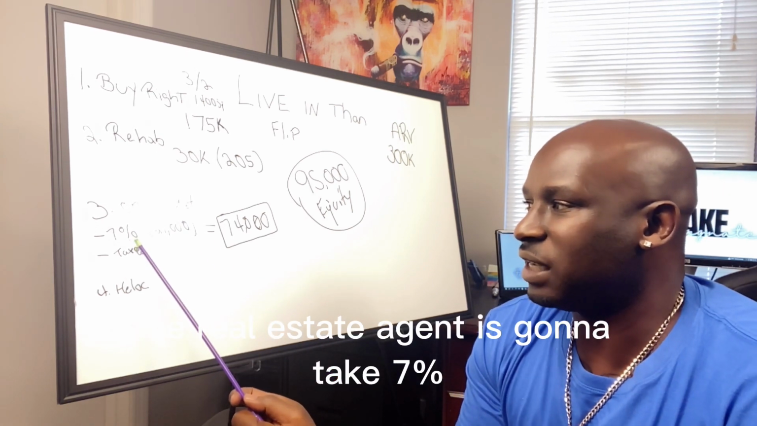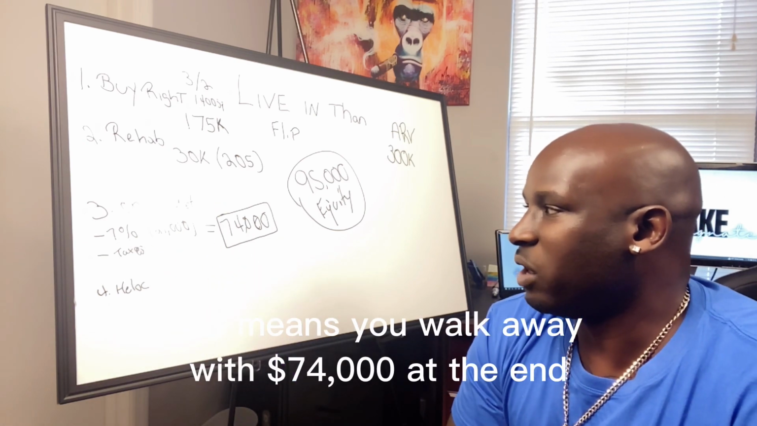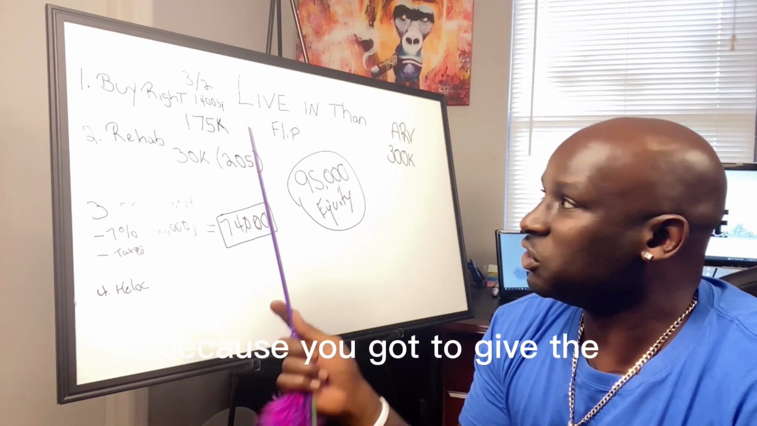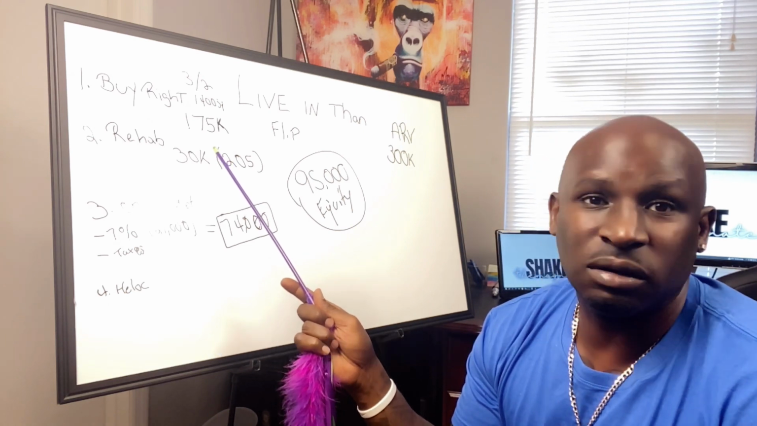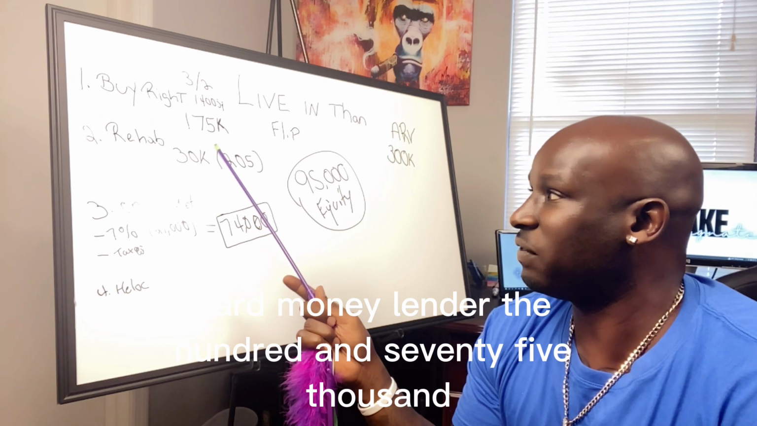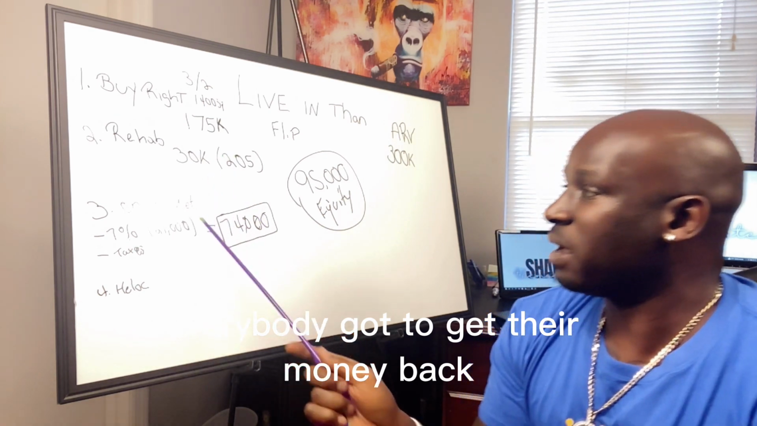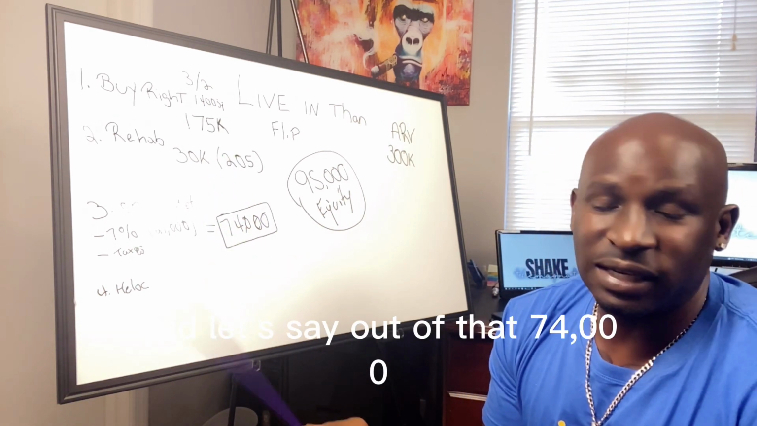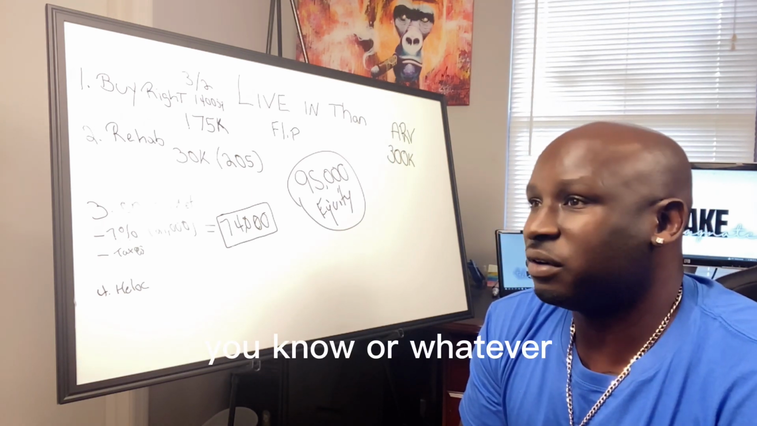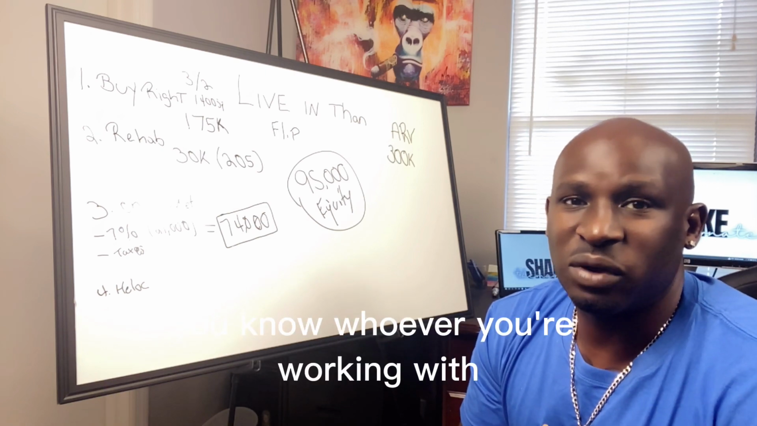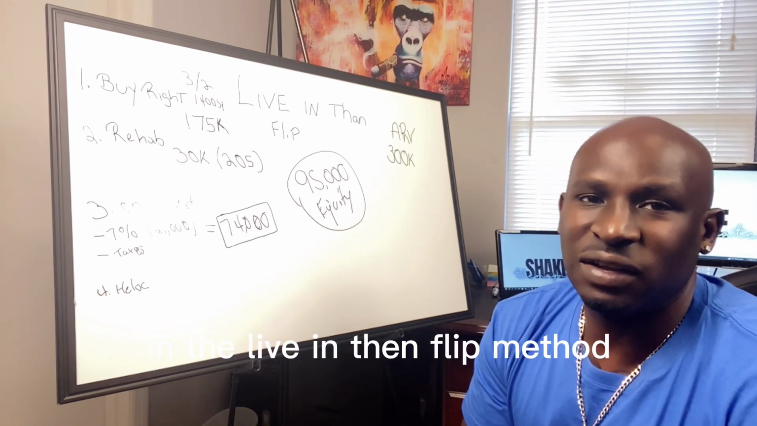A real estate agent is going to take 7%, which is roughly about $21,000. That means you walk away with $74,000 at the end, because you got to give the hard money lender the $175,000 plus the $30,000 back, or your family members. Everybody got to get their money back, and now you walk away with $74,000. And let's say out of that $74,000, you say you're gonna give your family members half, or whoever you're working with, whatever the split is. But you guys just netted $74,000 in the live-in and flip method.